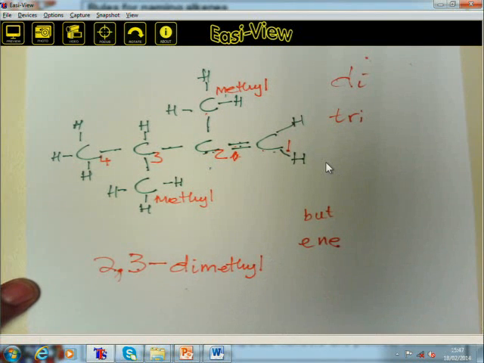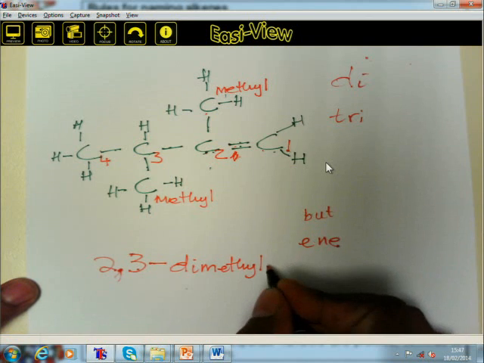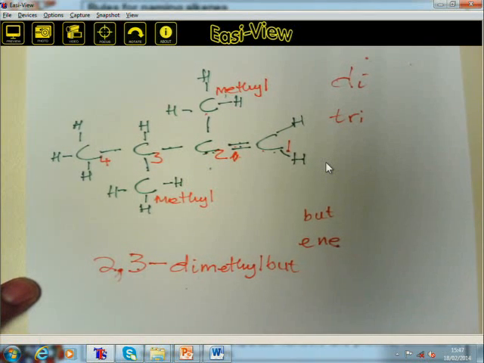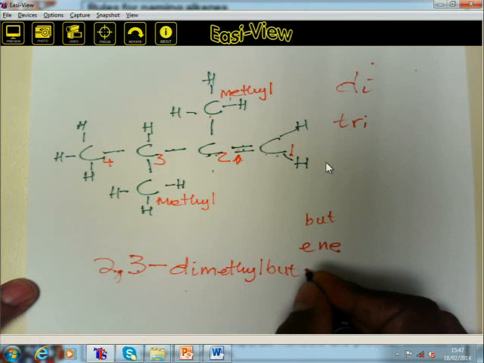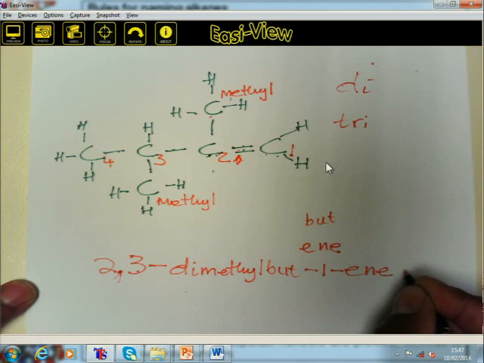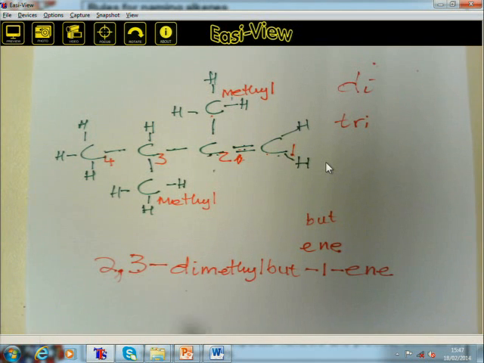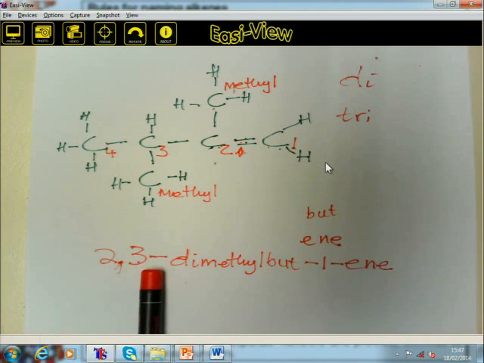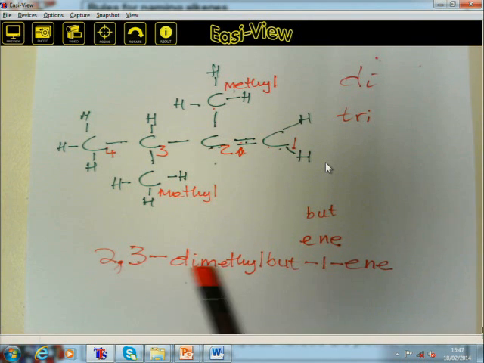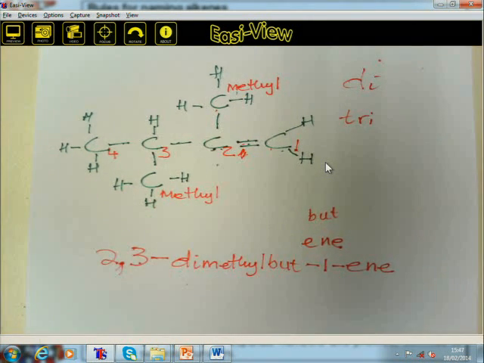And then my long chain has 4 carbons, this will be but, and then the double bond appears after carbon number 1, and then it ends with ene. So the name here is 2,3-dimethylbut-1-ene. That's the name of the compound that we just drew there.